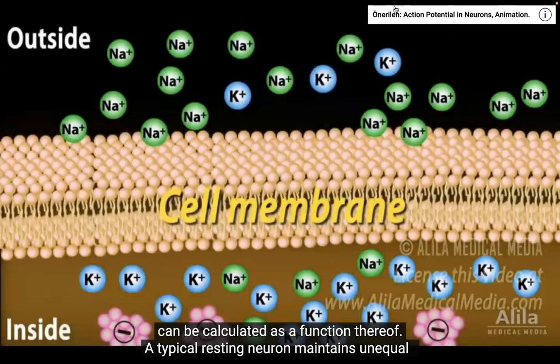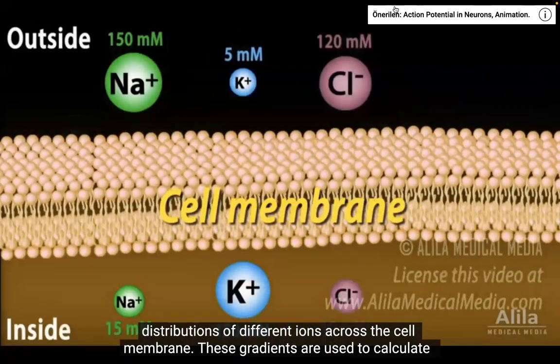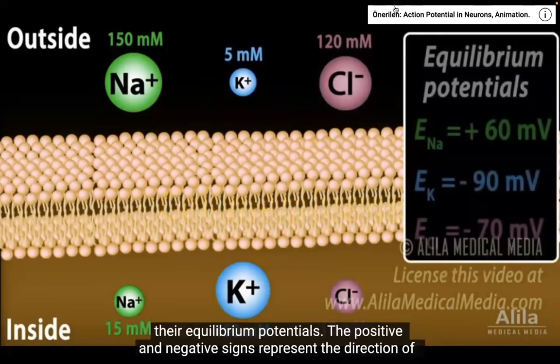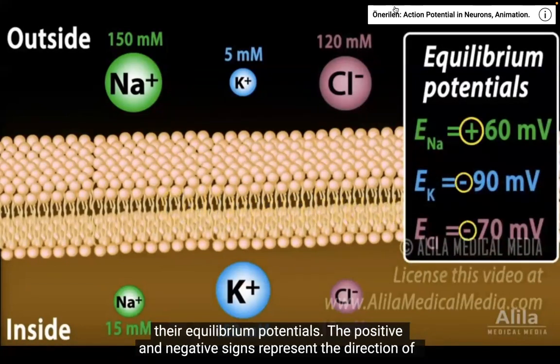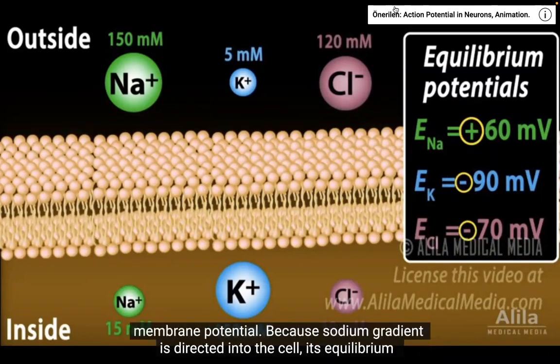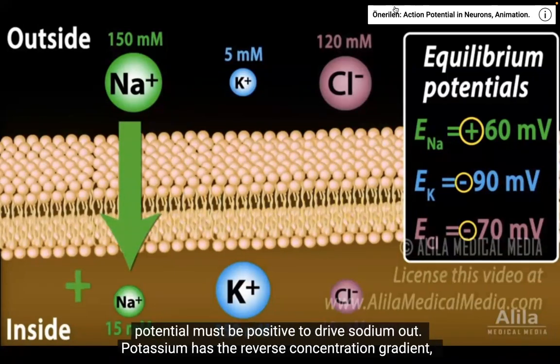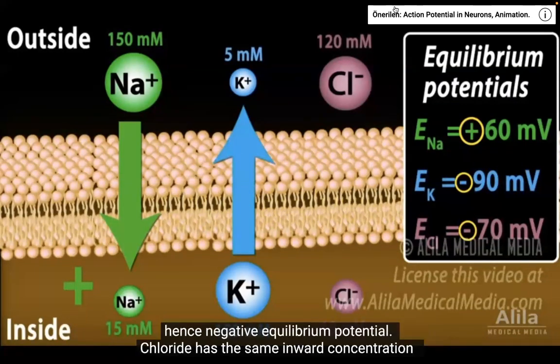A typical resting neuron maintains unequal distributions of different ions across the cell membrane. These gradients are used to calculate their equilibrium potentials. The positive and negative signs represent the direction of membrane potential. Because sodium gradient is directed into the cell, its equilibrium potential must be positive to drive sodium out. Potassium has the reverse concentration gradient, hence negative equilibrium potential.